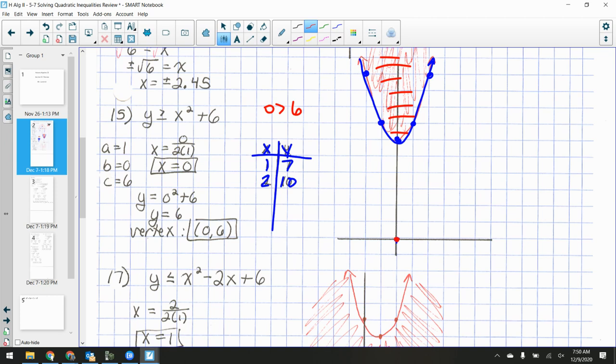13 and 15 were kind of weird ones to graph, in my opinion. They're not really normal ones because they have no b term. The axis of symmetry is the y-axis.